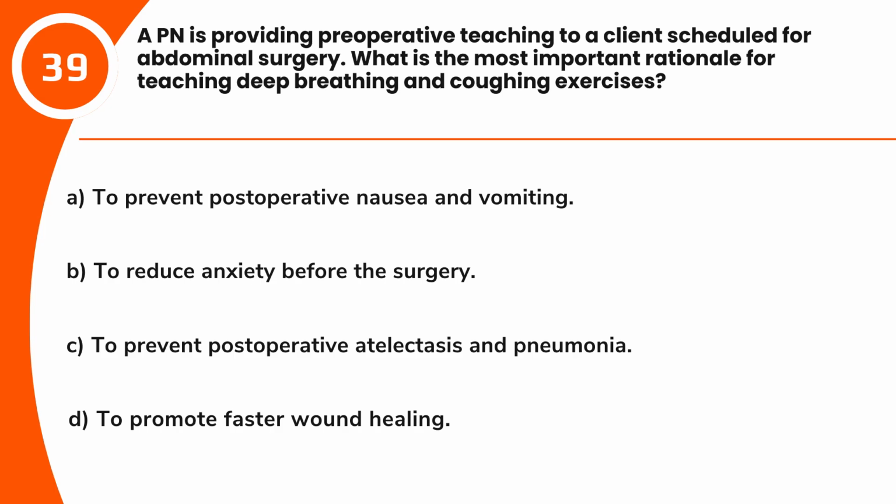Question 39. A PN is providing preoperative teaching to a client scheduled for abdominal surgery. What is the most important rationale for teaching deep breathing and coughing exercises? A. To prevent postoperative nausea and vomiting. B. To reduce anxiety before the surgery. C. To prevent postoperative atelectasis and pneumonia. D. To promote faster wound healing.